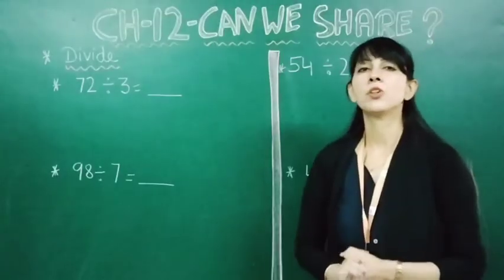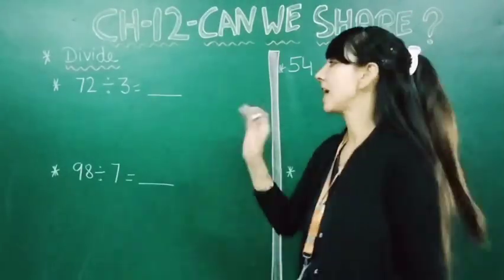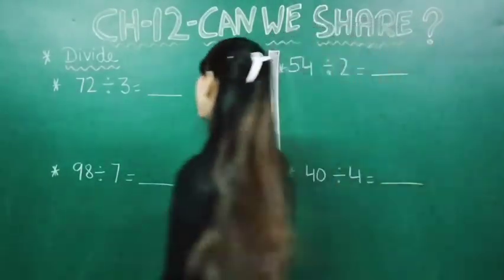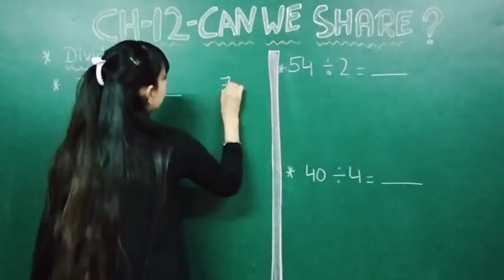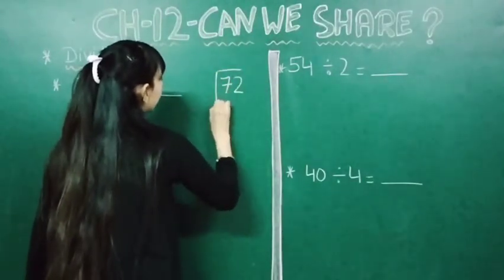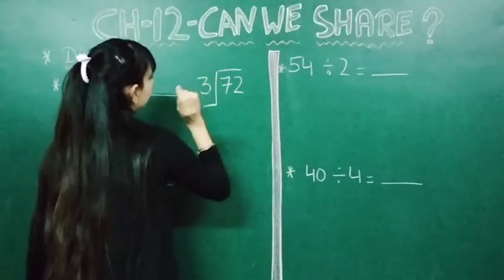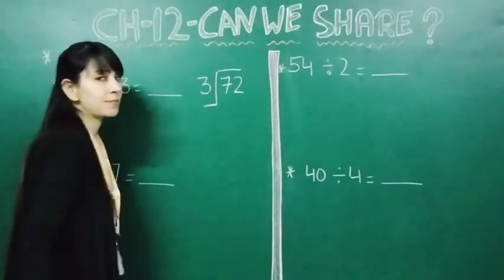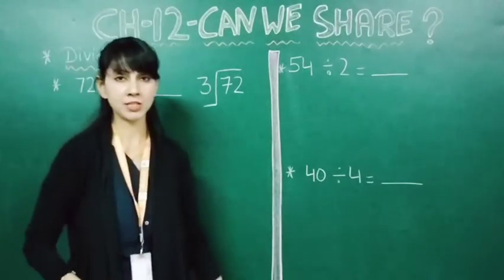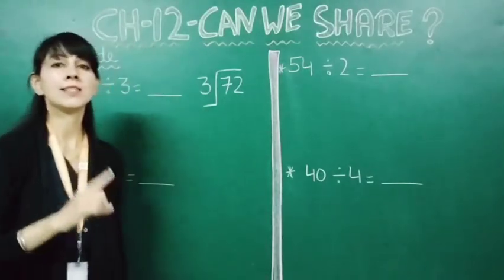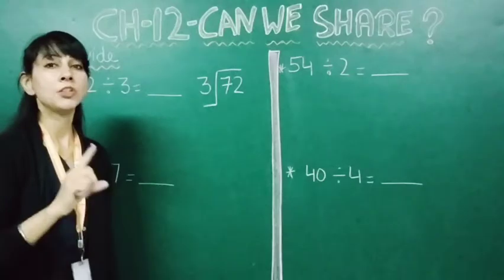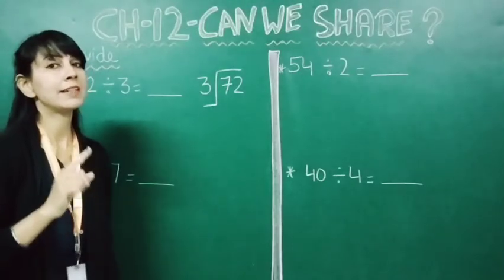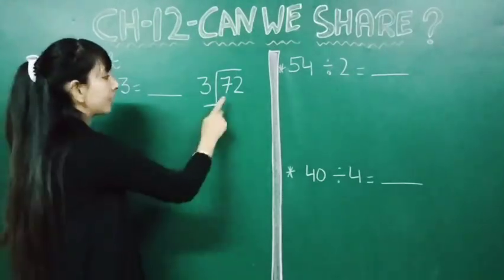Let's see some more examples of division. Yes, 72 divided by 3. Now let us do. 72 divided by 3. Now here you can see it's written 7 in tens place. That we have to look first. Yes. Now 3 ones are 3. 3 2s are 6. 3 3s are 9. Now 9 is greater than 7.